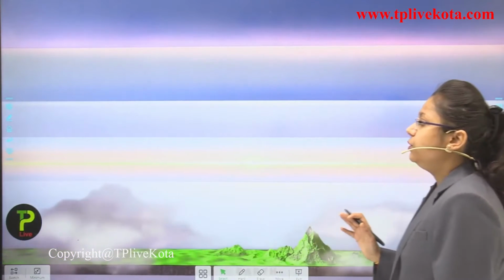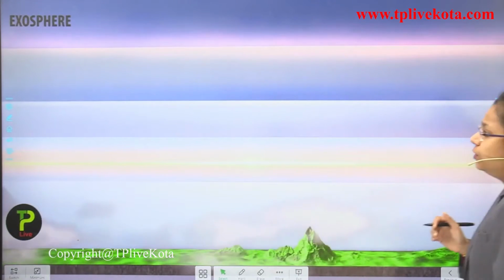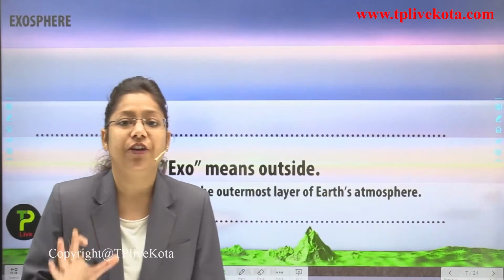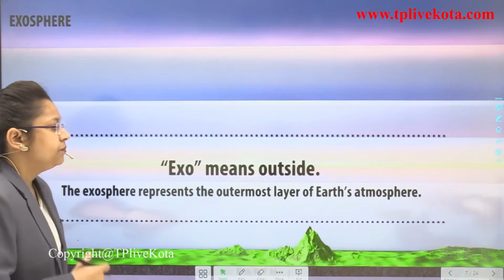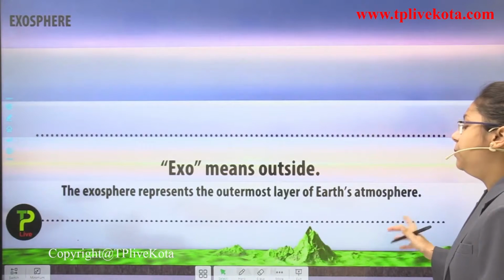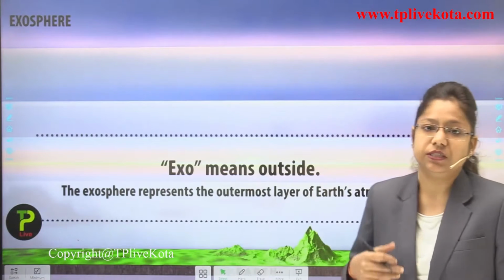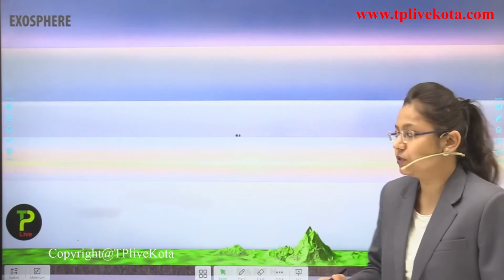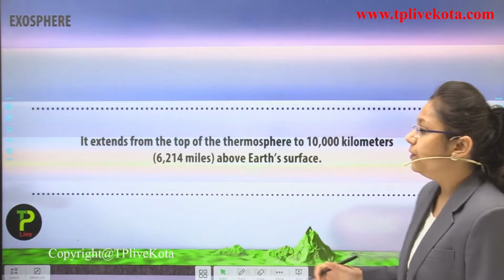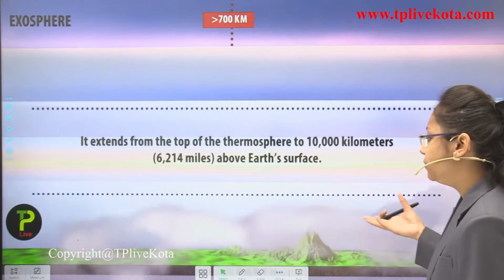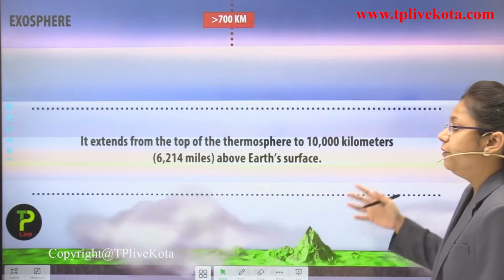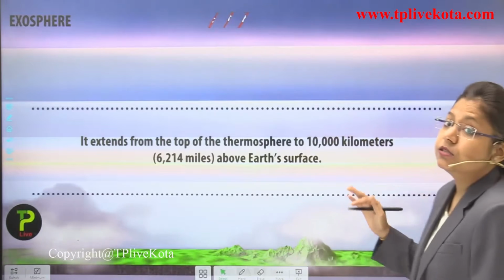Now we are going to see that if we talk about only the thermosphere, then it was the fourth layer. Now we are going to see the fifth layer of the atmosphere, that is the exosphere. So exo means what? Outside, and the exosphere represents the outermost layer of the earth's atmosphere. So it is just the outermost layer of the earth's atmosphere. And if we talk about the exosphere, students, then we are going to see it briefly. It extends from the top of the thermosphere to 10,000 kilometers, that is 6,214 miles above the earth's surface.